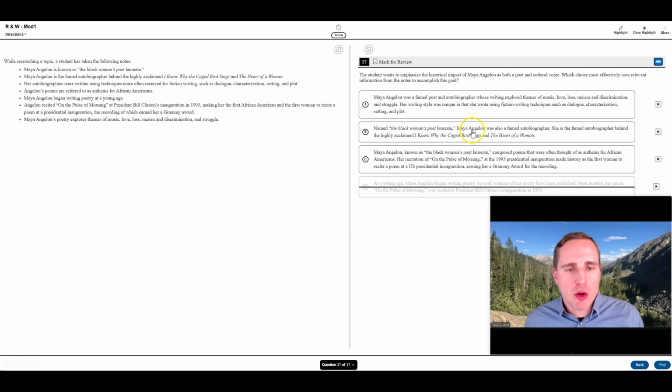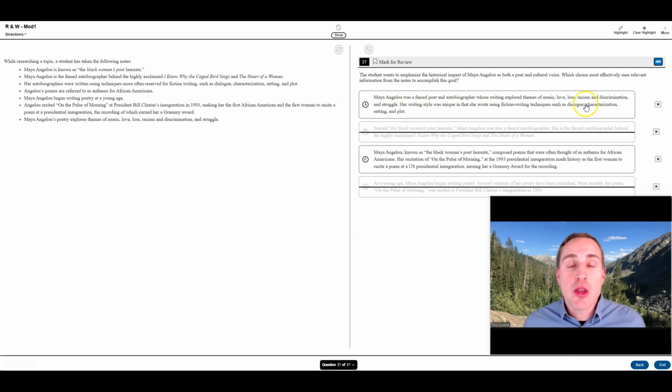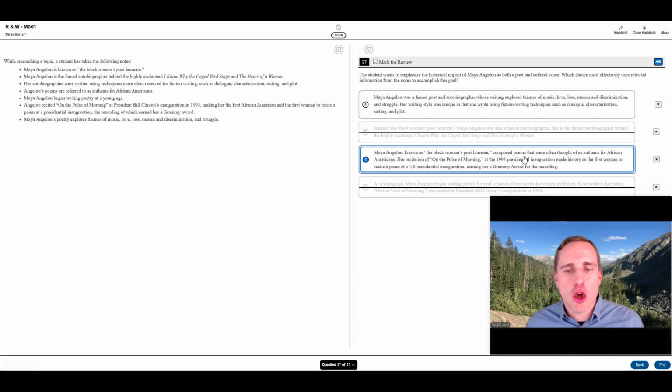B: named the Black Woman's Poet Laureate, famed autobiographer. That's not enough information in terms of her cultural significance and her voice. Okay, A: she was a famed poet and autobiographer whose writing explored the themes of music, love, loss, racism, discrimination, and struggle. Her writing style was unique, and she wrote using fiction writing techniques such as dialogue, characterization, setting, and plot. Okay, so this is a nice description and gives us more insight into her, but I would say this doesn't show the cultural significance. C shows the cultural significance with phrases like made history. So we're going to go with C.